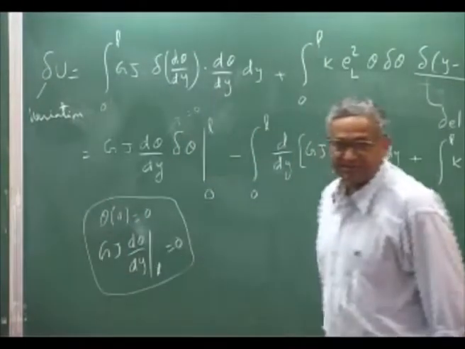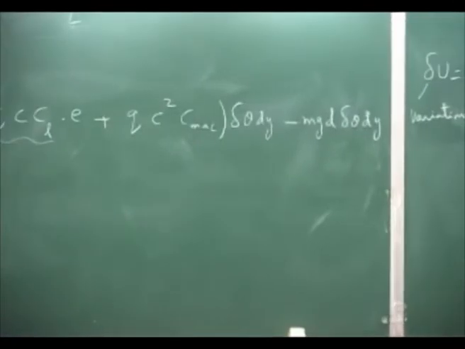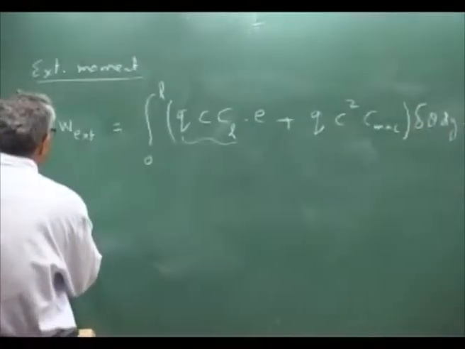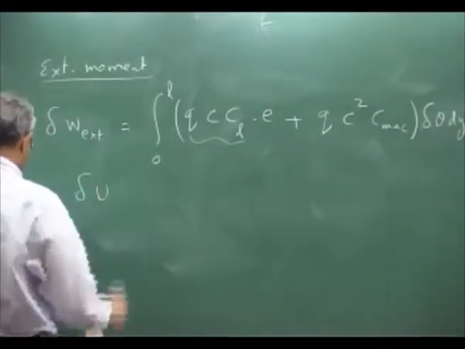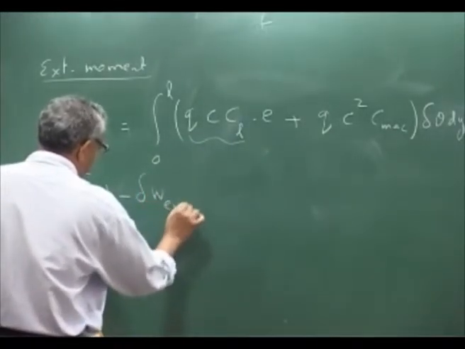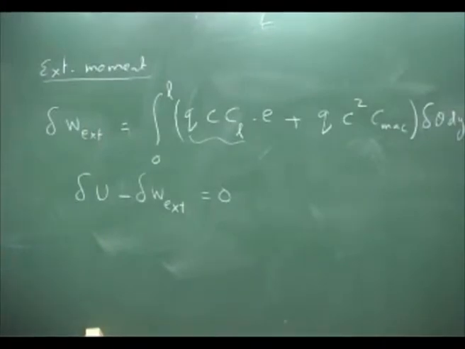This is the boundary condition. Now combining both, your equation will become minus, because you know that delta U minus delta W external is 0. You can write it in this fashion, or you take it and put it on that side, that is also fine.